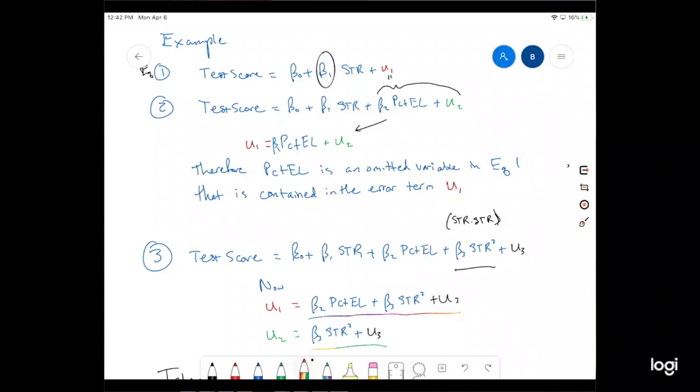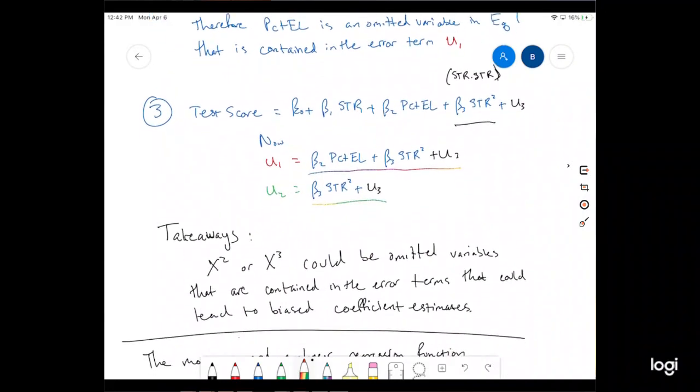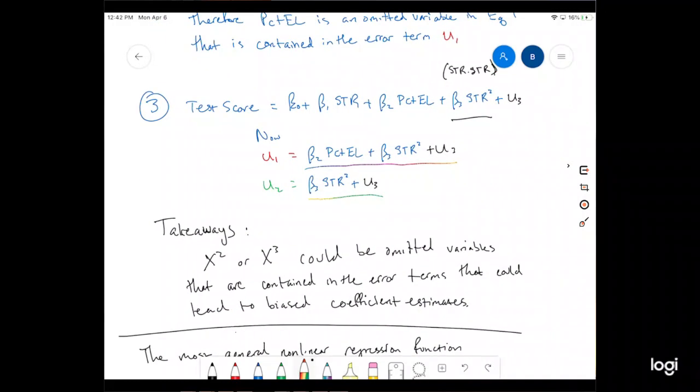So student-teacher ratio squared is an important omitted variable in equations 1 and 2 if the relationship is truly curved, like the graph above. And if student-teacher ratio squared is correlated with student-teacher ratios, which it obviously is, it's the square of it, and it's also an important predictor of test scores, then it's an omitted variable that could cause bias in our estimates of beta 1 in either equation 1 or 2. So takeaways, x2 or x squared or x cubed could be omitted variables that are contained in the error terms that could lead to biased coefficient estimates. Could be x cubed, could be x to the fourth.